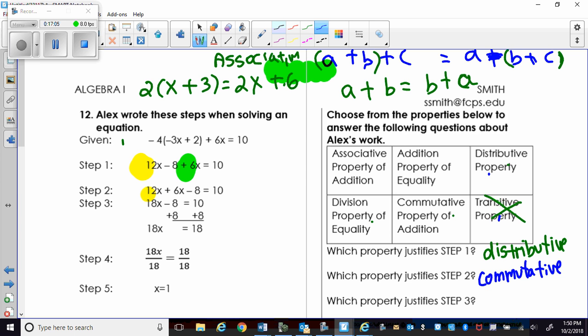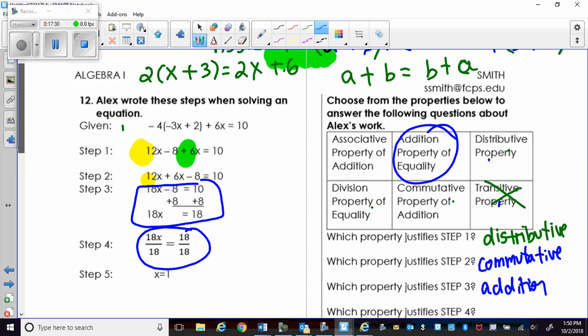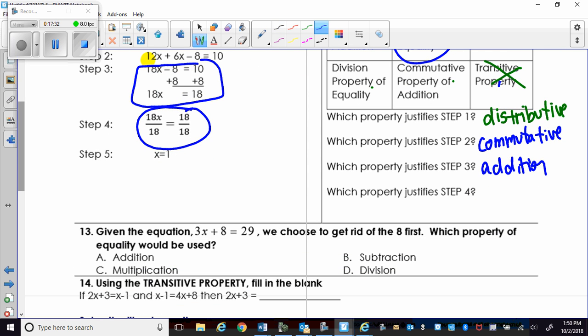Look at step 3. What are they doing in step 3? So which property do you think? Addition property of equality. When they're adding only. Look at step 4. What property are they doing? Division. So the addition property. So this is definitely going to be on your test.